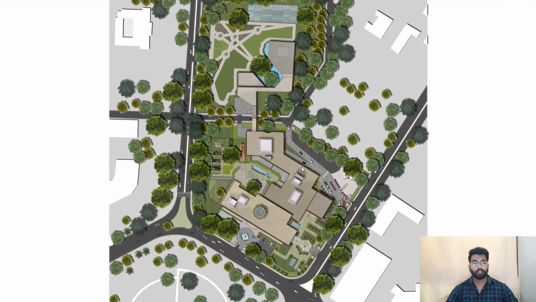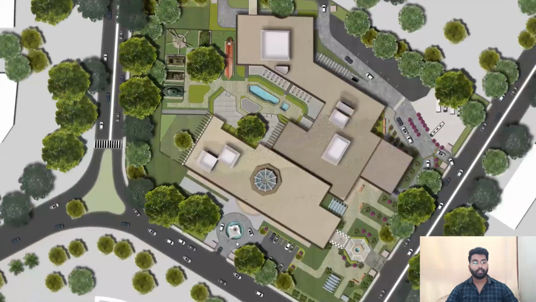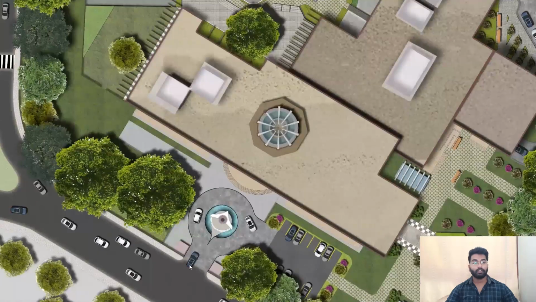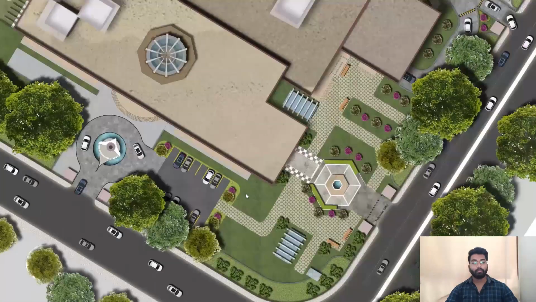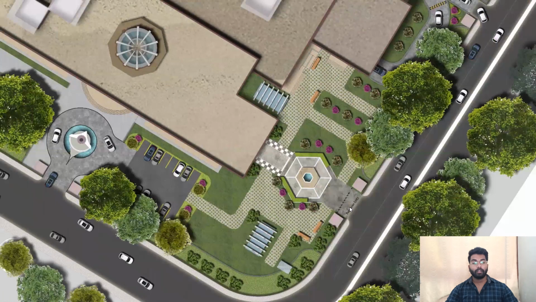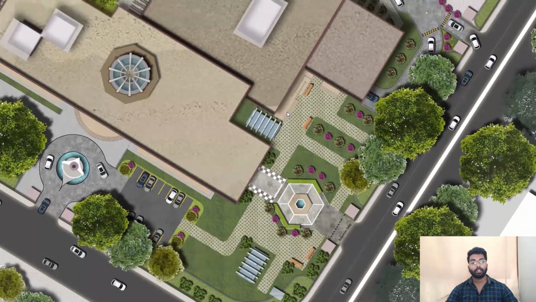So the main VIP entrance is adjacent to this way, from here towards the main administration and entrance block. As the car enters, here is the roundabout. We can leave over here, and then they have parking over here. The second entrance is only for pedestrian entry. They can enter from here, get the ticket, and there is a baggage counter over here.